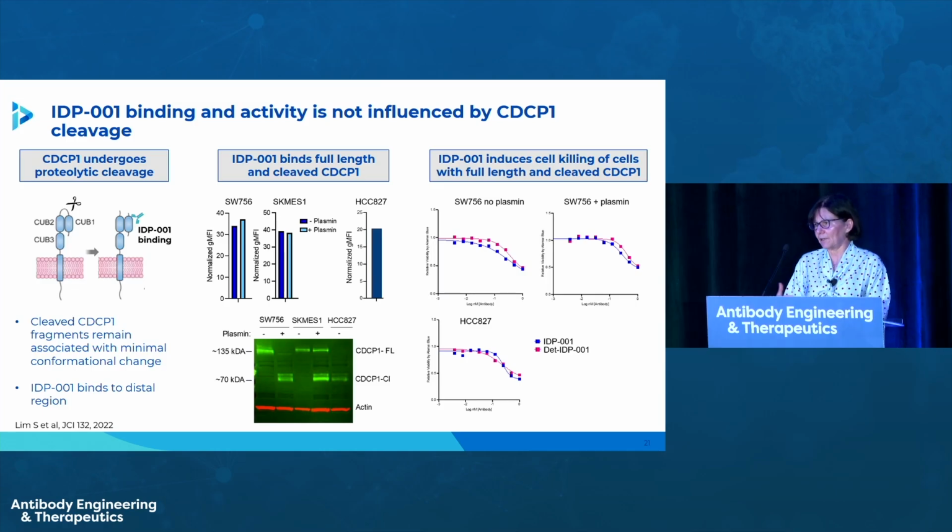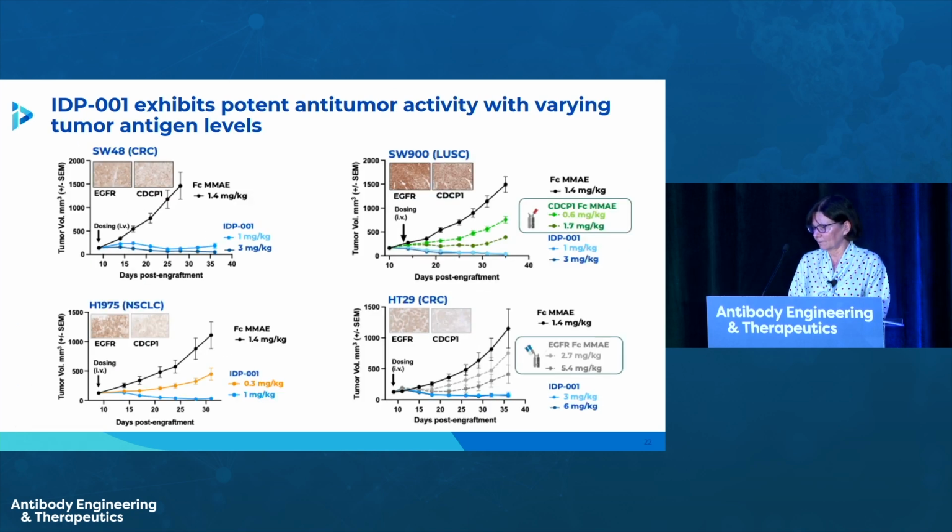HCC827 is another line where CDCP1 is endogenously cleaved. And in all of those, we found that we still had functional activity as demonstrated by the viability curves on the right-hand side there. And IDP001's activity was really not influenced by the cleavage of CDCP1.